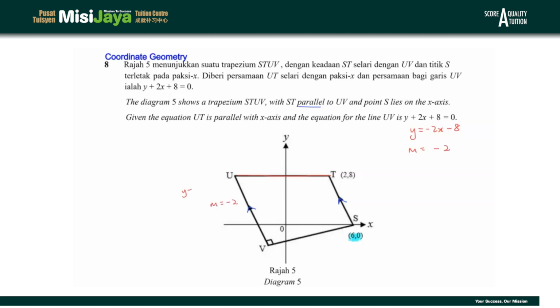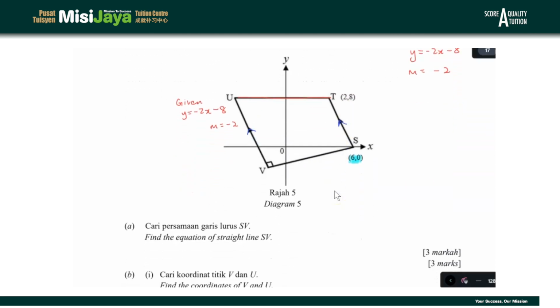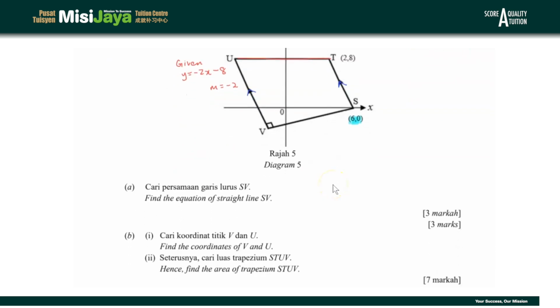And the equation is y = -2x - 8. Okay, so this is the given equation. And then what else do they want us to find? Let's read the question. Find the equation of straight line SV. So where is SV? SV is over here. This is SV.